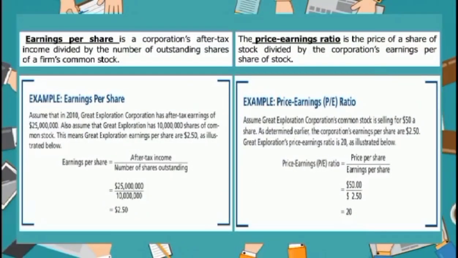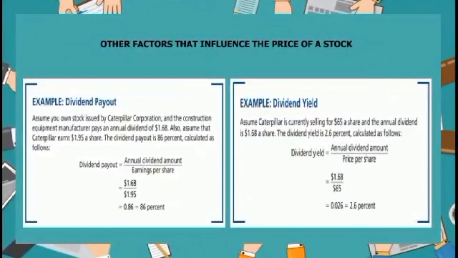So there are examples here, starting with earnings per share, which is computed as earnings per share equals after-tax income over number of shares outstanding. And next is the price earnings ratio, which is the price of a share of stock divided by the corporation's earnings per share of stock, computed as price earnings ratio equals price per share divided by earnings per share.